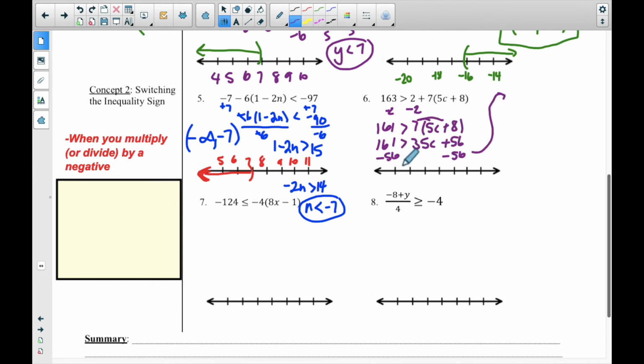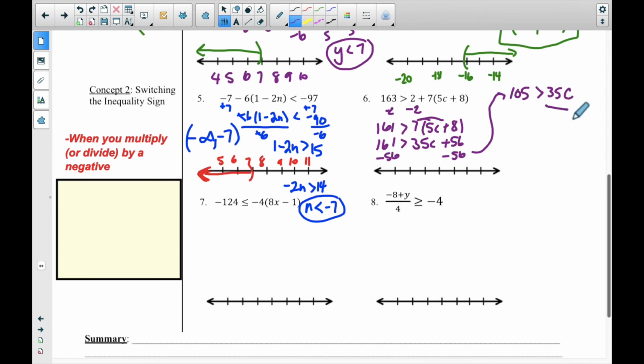And so when I distribute, I get 161 is greater than 35c plus 56. I need to subtract my 56. I'm running out of space, so I'm going to come up here. Okay, so I have 105 is greater than 35c. Well, a couple things. I mentioned this a bit ago, but you really want to have that variable on the left. Maybe let's go ahead and finish this out.